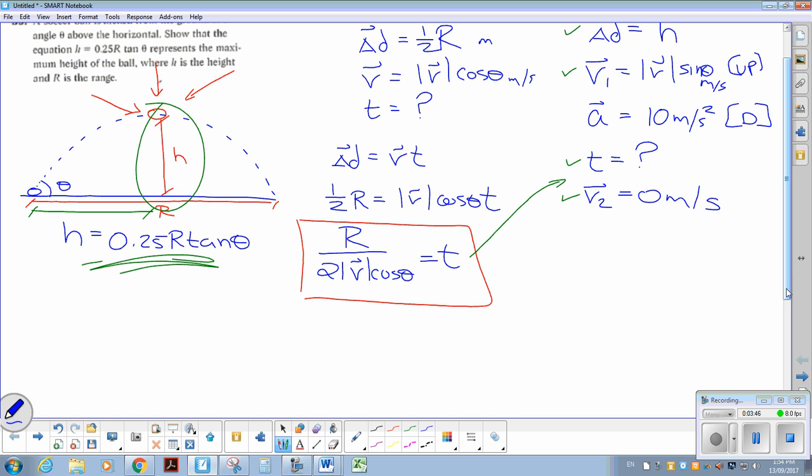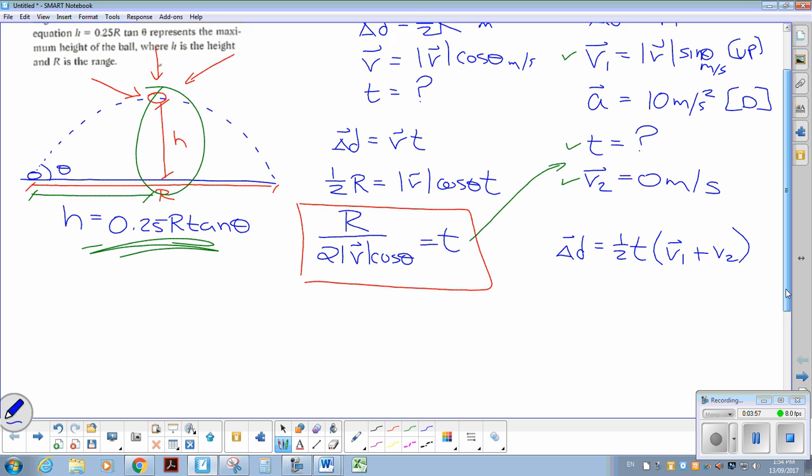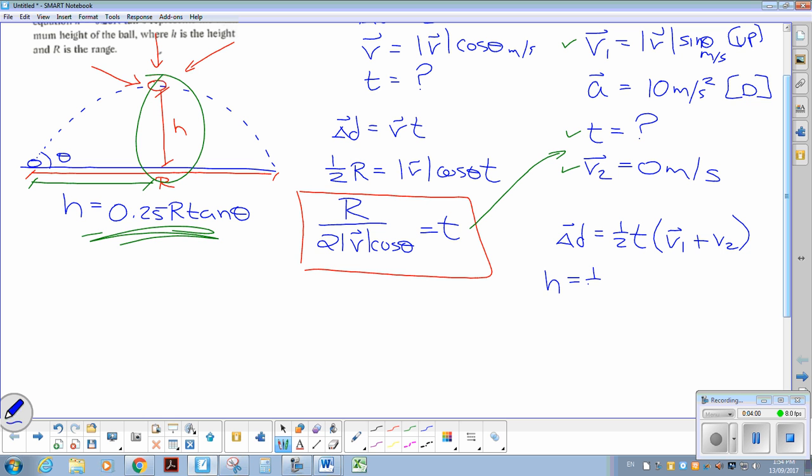Looking at the formula sheet, I'm going to go with delta D equals 1/2 T times V1 plus V2. Doing our substitution with what we know: 1/2, and now I'm going to replace T with R over 2 multiplied by velocity cos theta. V1 is the magnitude of V sine theta, plus 0. Not the neatest, but still readable. The magnitude of V's will cancel. And what are we left with?